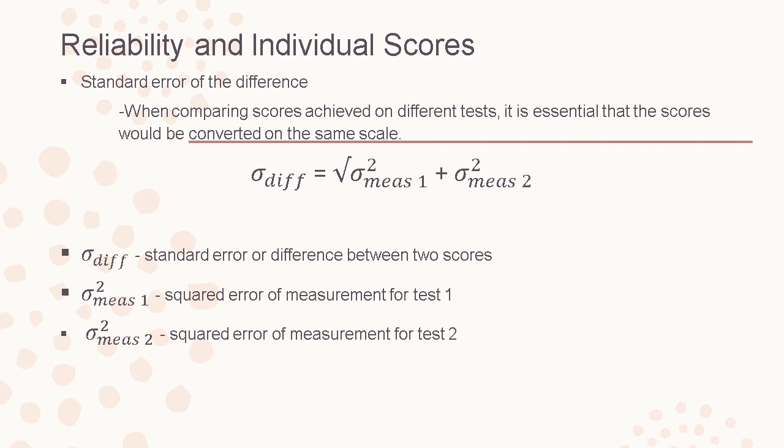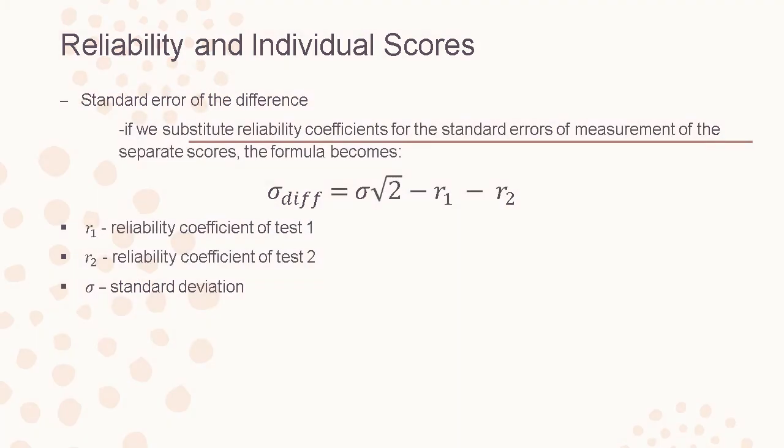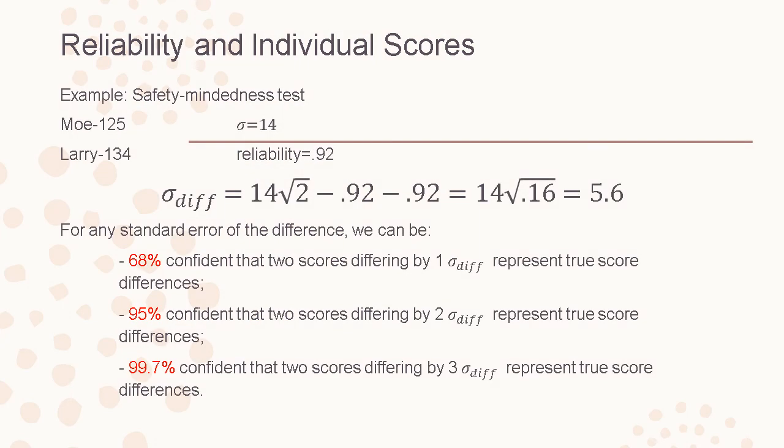So when we are comparing scores achieved on different tests, it is essential that the scores be converted to the same scale. And if we substitute the reliability coefficients for the standard errors of measurement of the separate scores, the formula becomes, for example, a safety-mindedness test. Moe scored 125 and Larry scored 134, with a standard deviation of 14 and reliability of 0.92.